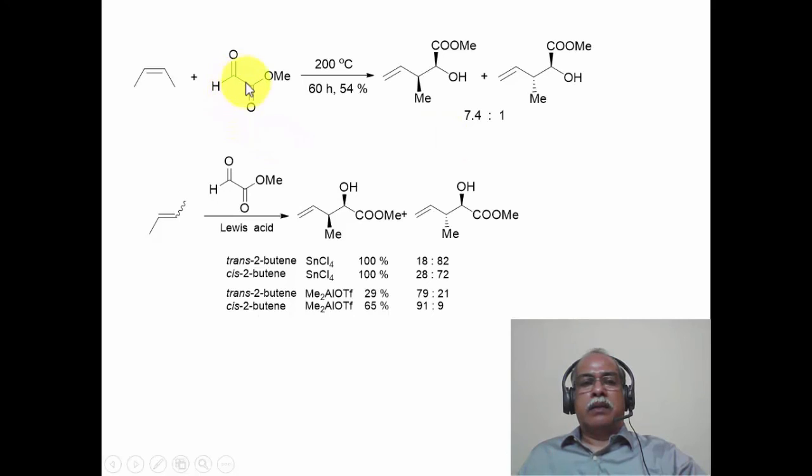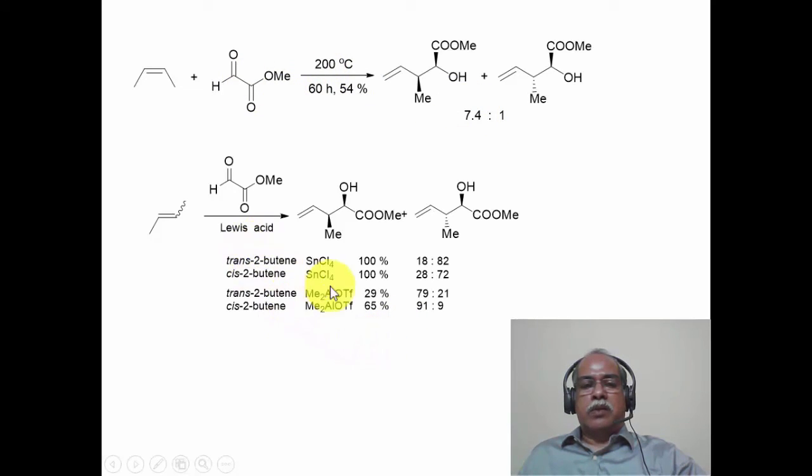When methyl glyoxylate is used as the enophile and cis-2-butene is used as the ene component, the diastereoisomers are formed in about a 7.5:1 ratio. This is the thermal reaction. The uncatalyzed ene reaction is what is shown here.